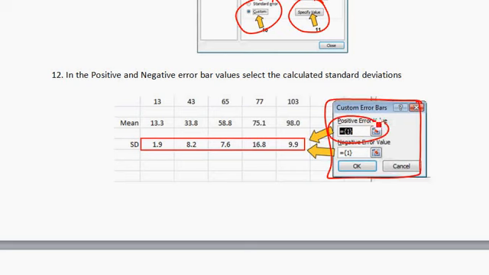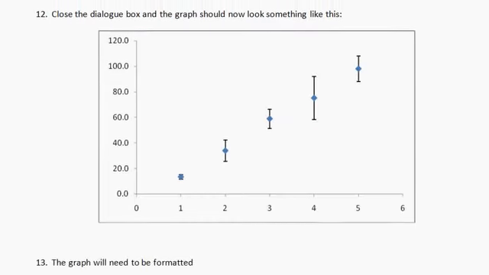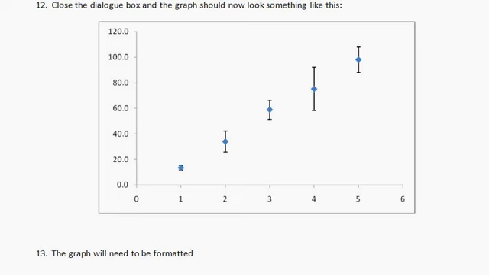And here, this is going to be the plus value, so we'll select our standard deviation, +1 standard deviation. Then we repeat that for the values here. That's now going to be the -1 standard deviation, and the effect is this. So each of the means is now shown with a +1 standard deviation and a -1 standard deviation.